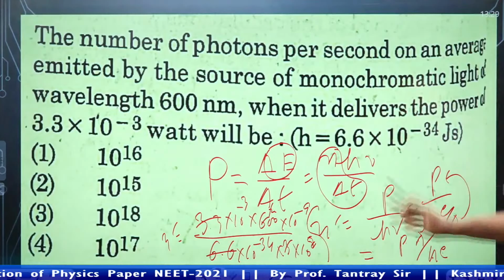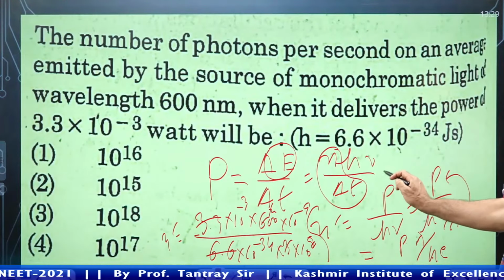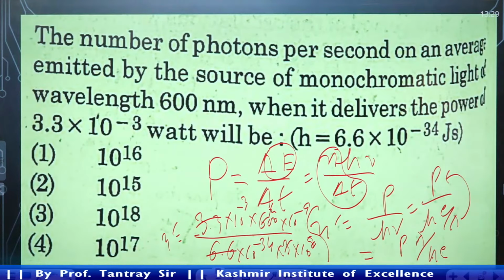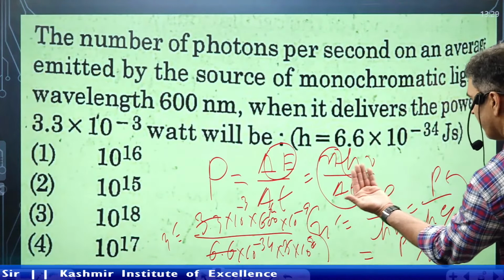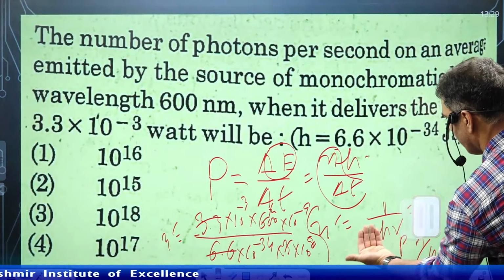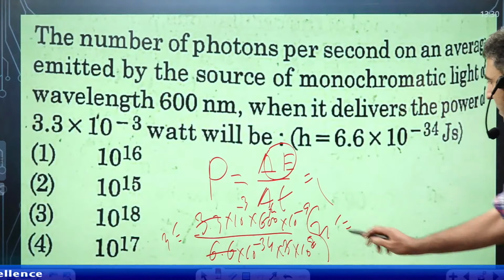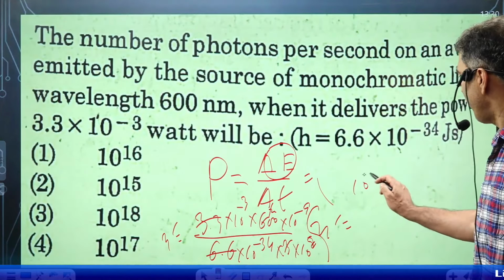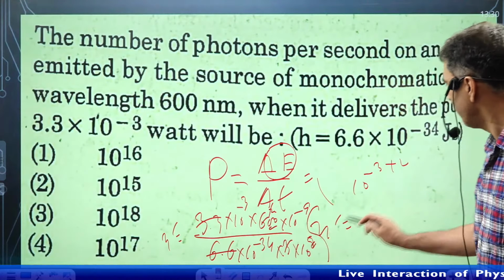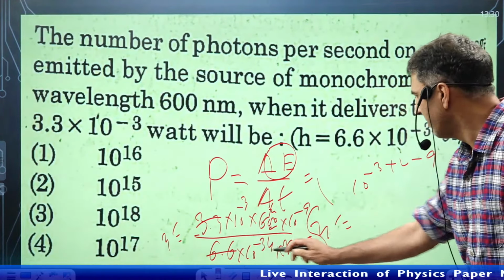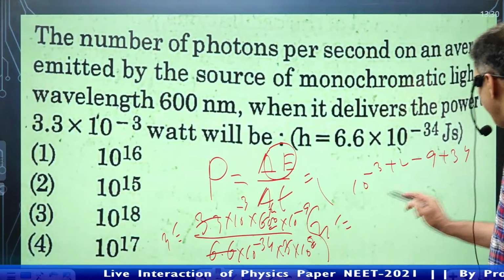So the numbers remain only powers of 10. Had I known the answer, I would have given you the answer directly, but I don't know the answer. Okay. That is 10 raised to the power minus 3 plus 2, minus 9 plus 34, minus 8.